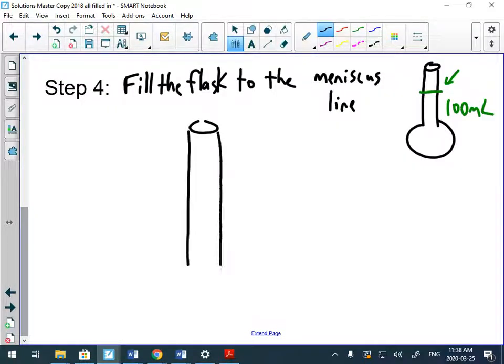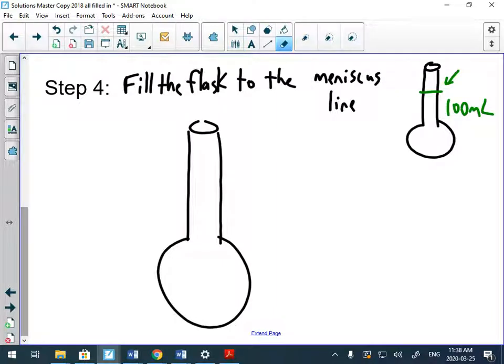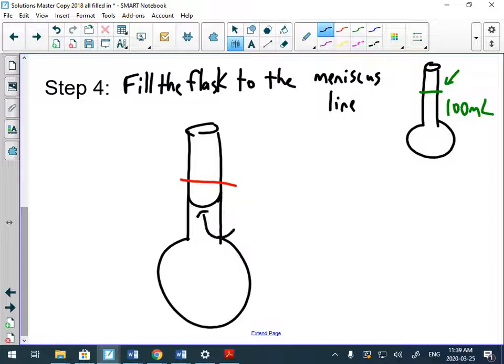But what you'll find, and it's kind of tough to see on the video, is what happens as you fill the flask. Well, that's a terrible flask. Let's try again. Oh, a little bit better. As water fills the flask, it has hydrophilic forces to the glass itself, and it starts to have this curve. As you get towards that gradation line, the very bottom of how the water curves has to be at that line.